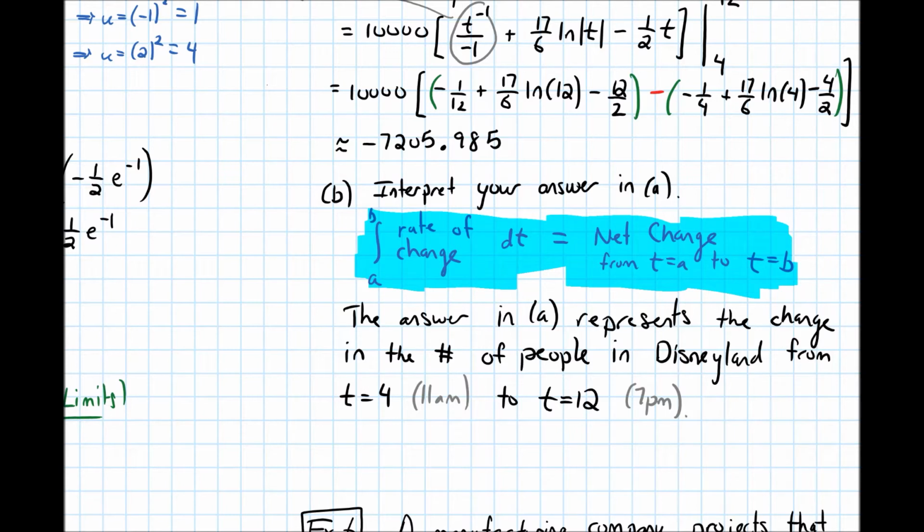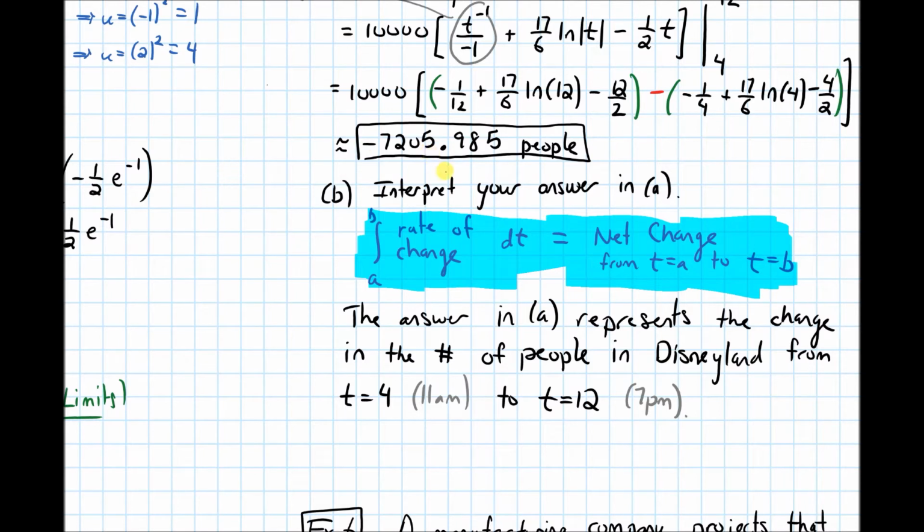Okay, so the answer in part A represents the change in the number of people. So those are going to be the units for that answer. It's just going to be people. Okay, but let's finish writing the answer to part B. So the answer in A represents the change in the number of people in Disneyland from 11 a.m. to 7 p.m.